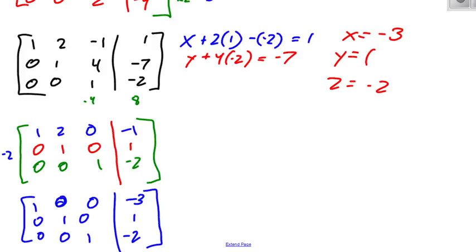And as you can see, that does get the same answers, -3, 1, and -2, as back substitution. So when you're done, this final column is just your solutions. X is -3, y equals 1, z equals -2. And you can do that on your calculator.